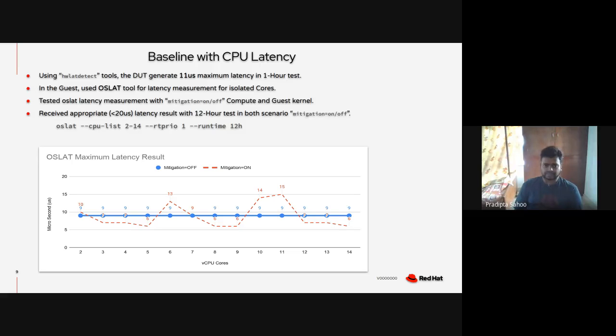In both results, we achieved our expectation, which is below 20 microseconds. And we tried the test with a 12-hour test cycle. For further validation on the network side, we continue with the kernel configuration without mitigation. So we keep the mitigation off in both the compute and guest kernel.